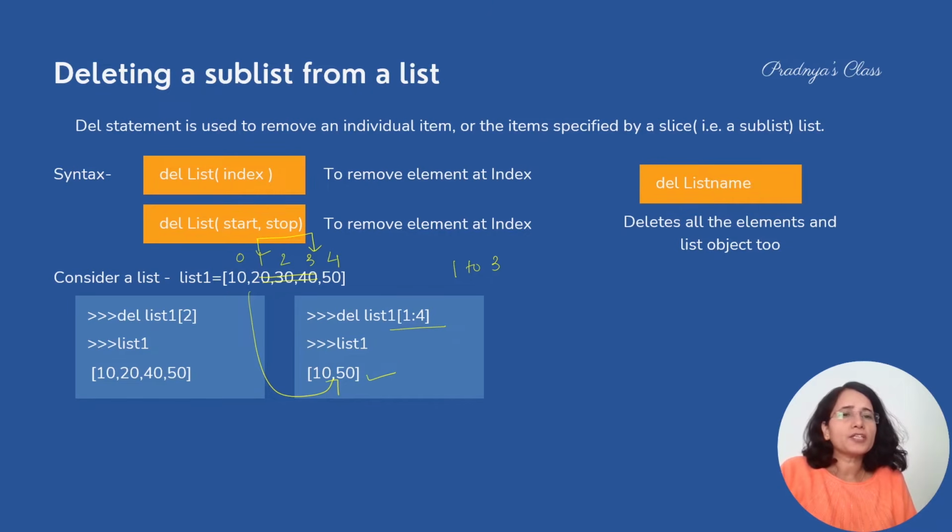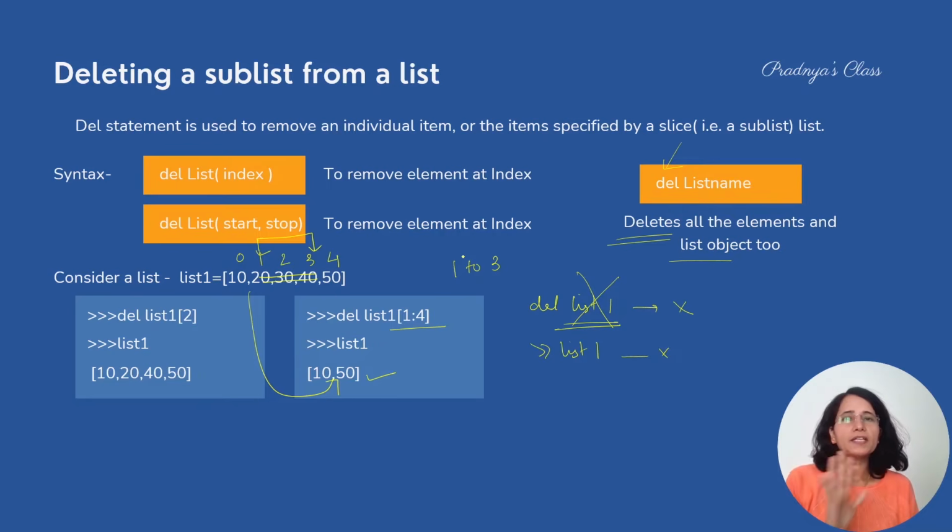If we don't mention any index with the del statement, it deletes all the elements, even it deletes the list too. So if we apply this del statement on this list, del list 1, it will delete all the elements, even this will also get removed. If you will try to print list 1, nothing will get printed. So in 3 ways we can delete an item from the list. One is pop, one is remove, and one is del statement.